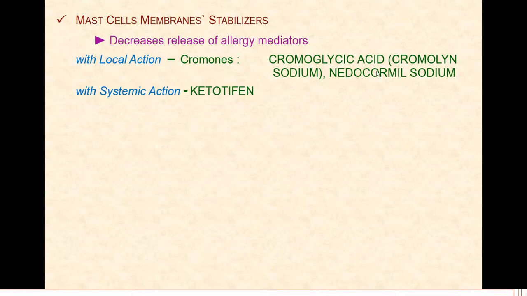These agents are introduced in the form of inhalation, and these agents have very poor bioavailability. That's why they act only locally, only on mucosa. That's why they can be effective only to prevent bronchial asthma attacks or acute reactions to pollens.